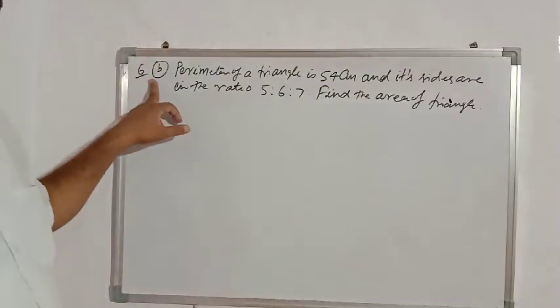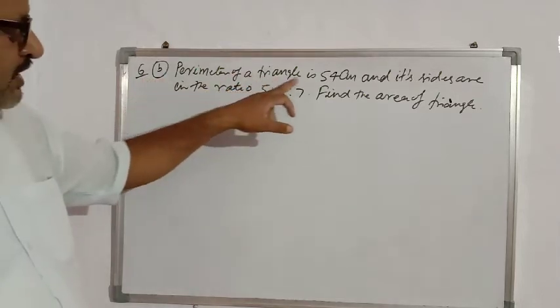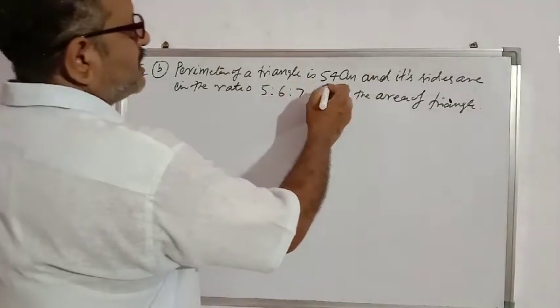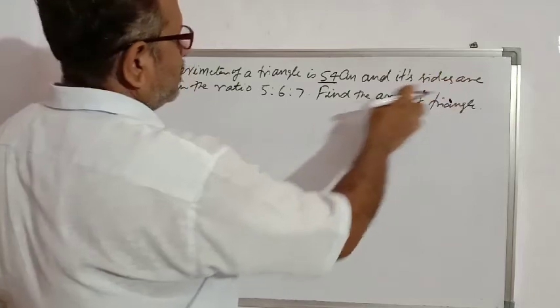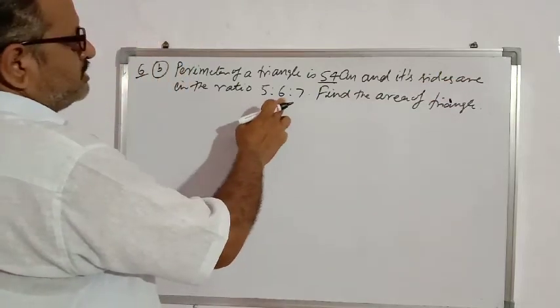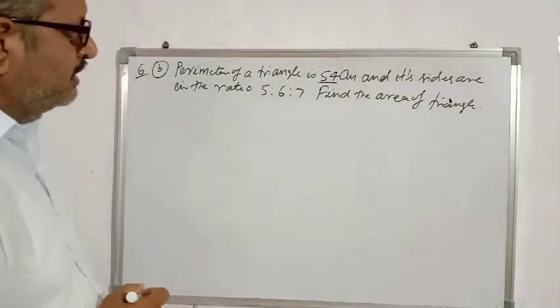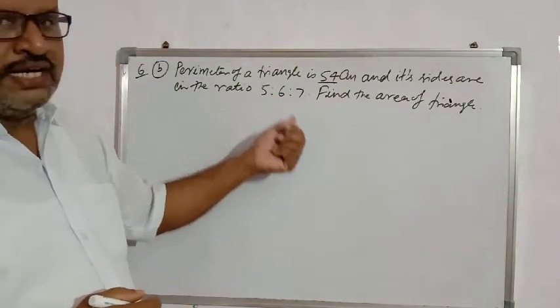See question number 6b part. In the 6b part, the perimeter of a triangle is given, 54 centimeter. Perimeter means sum of all the sides, 54 centimeter. And its sides are in the ratio 5:6:7. Find the area of the triangle. So sides are given in the ratio. We will suppose the sides of the triangle.